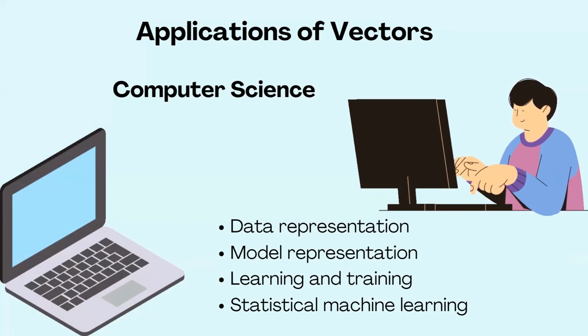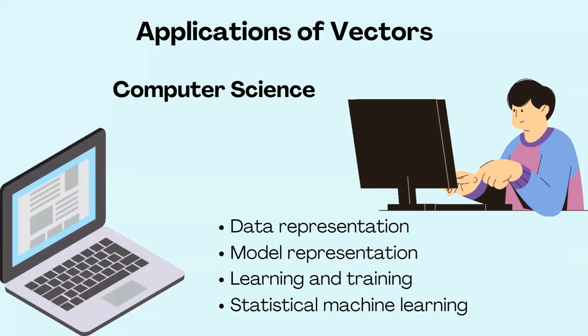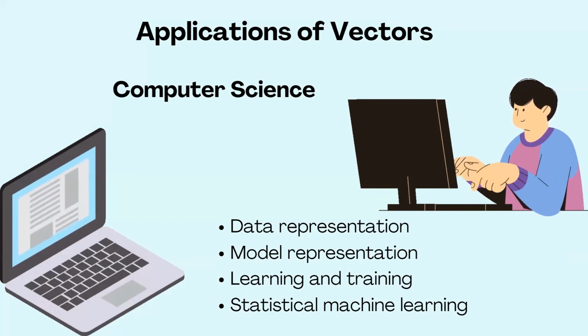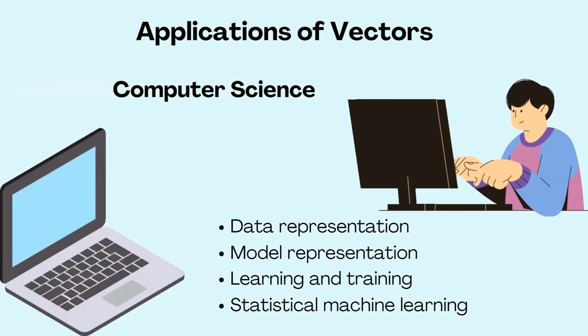The second one is model representation. In some artificial intelligence or machine learning models, these vectors are used to store internal representations. These vectors are used maybe for storing prediction data, or for storing some large amount of data from which the programmer has to make some predictions.